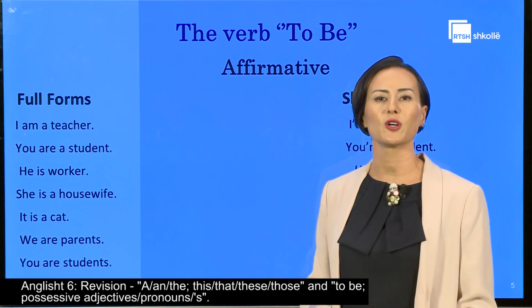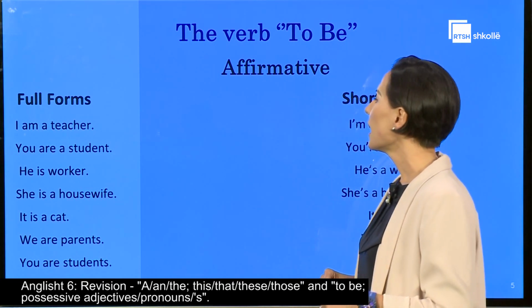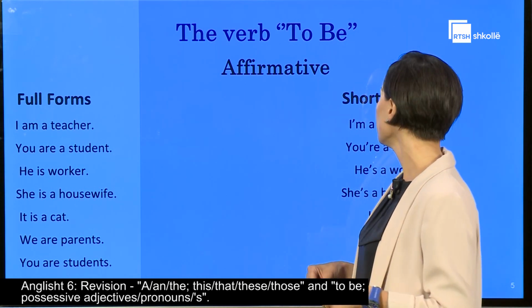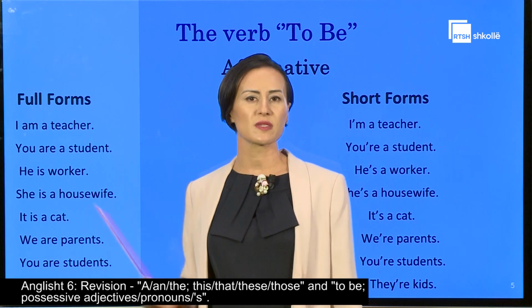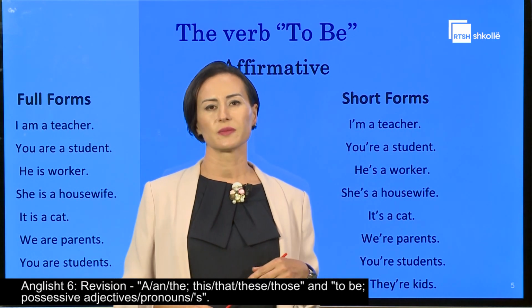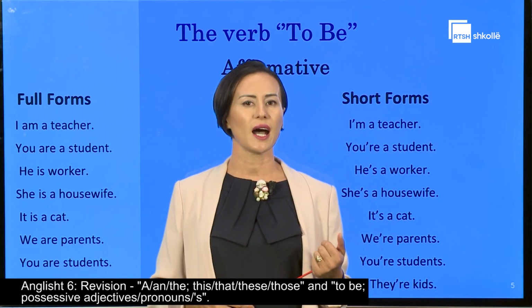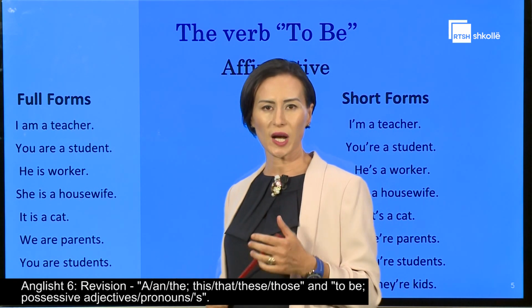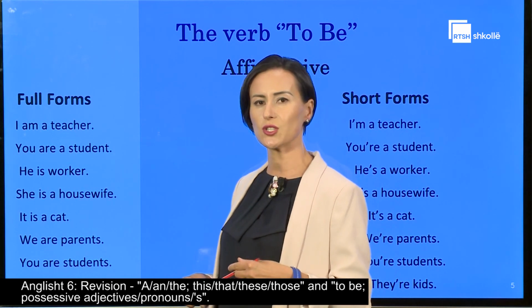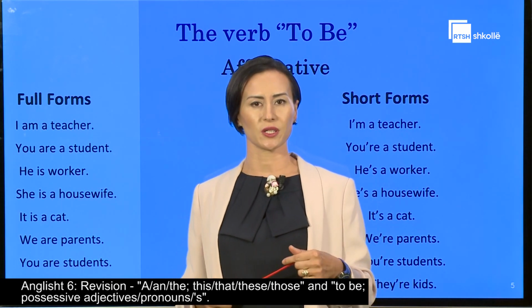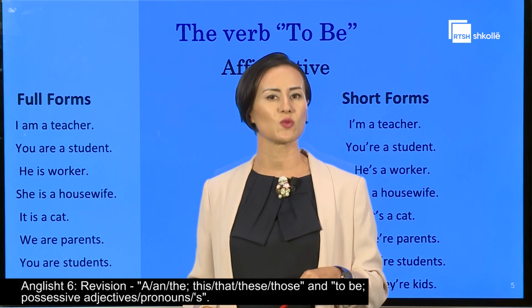Let's go on with the verb to be. How do we conjugate it in the affirmative form? Here we have the full forms and the short ones. Let's start. I am a teacher. I'm a teacher. You are a student. You're a student. He is a worker. He's a worker. She is a housewife.